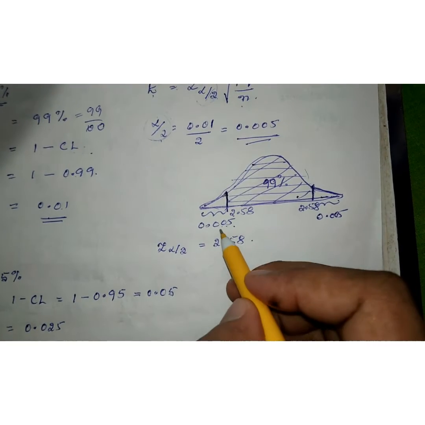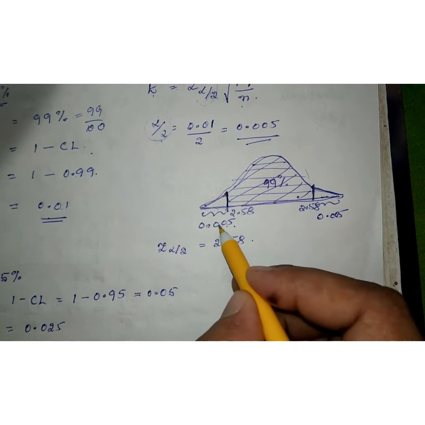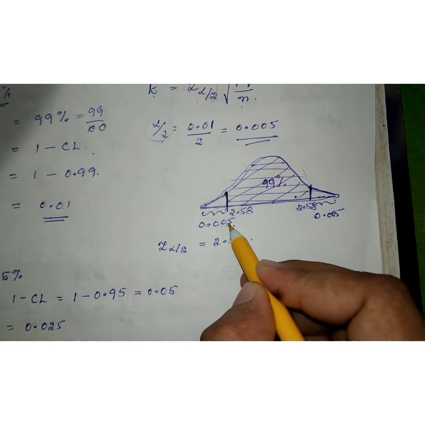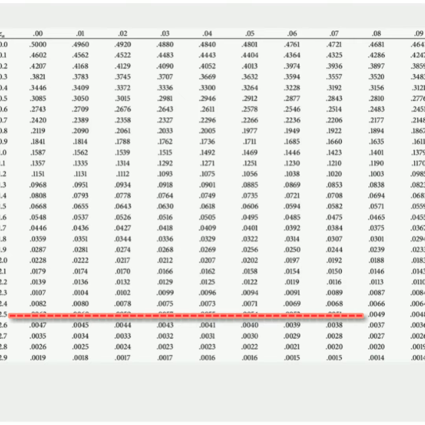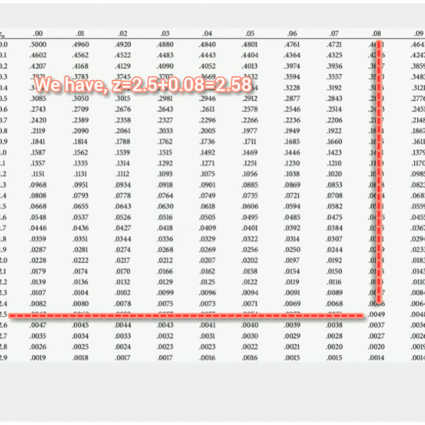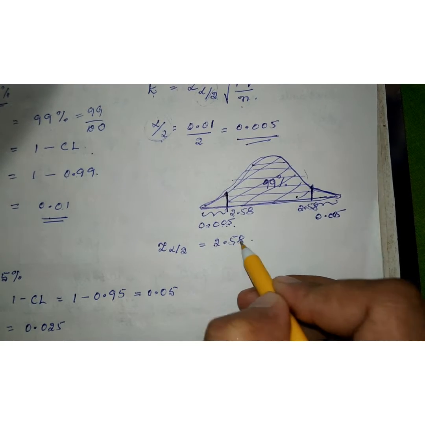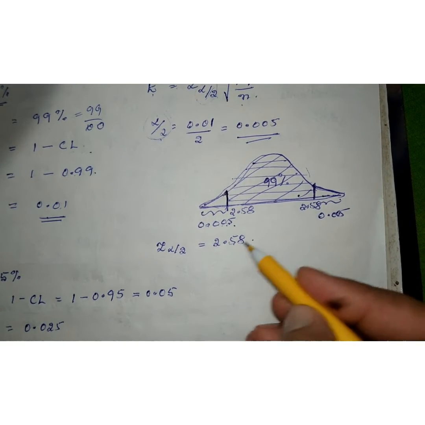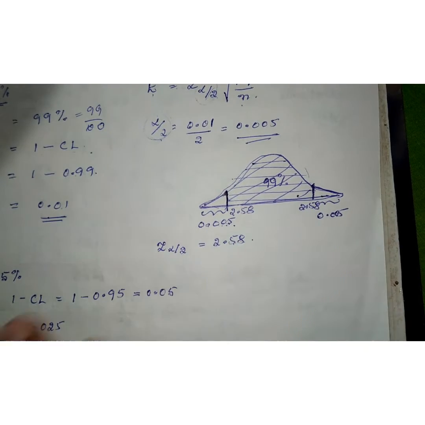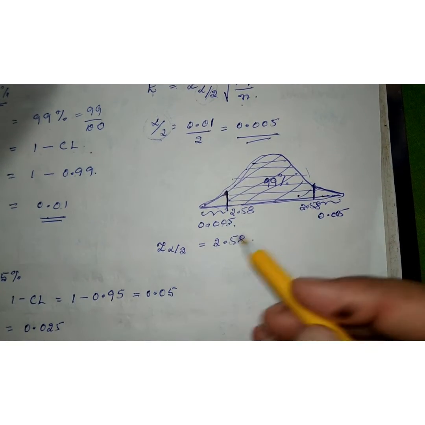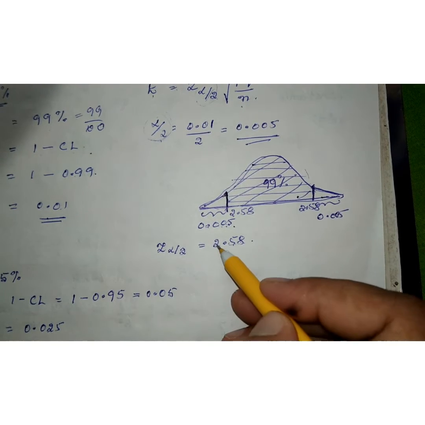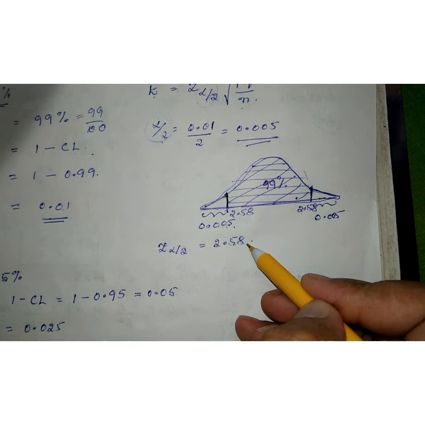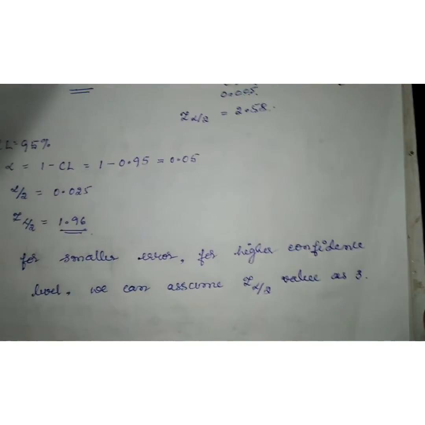So here I'll be finding the value of 0.005 in the normal distribution table. To find the z value for 0.005, we take the approximate value 0.0049, which gives you 2.58. That is actually the reverse way of finding the value. Here we have the area and we need to find the limit, so we are finding the limit, and you get 2.58.